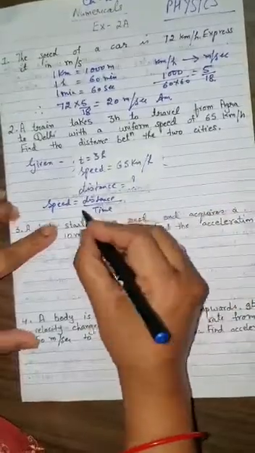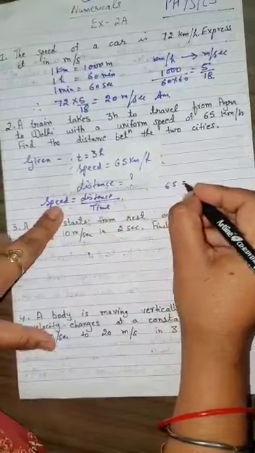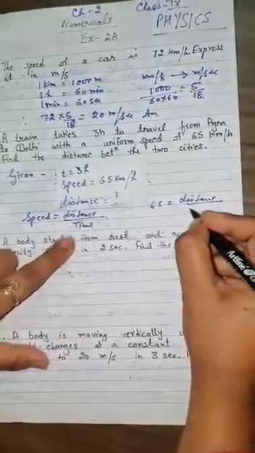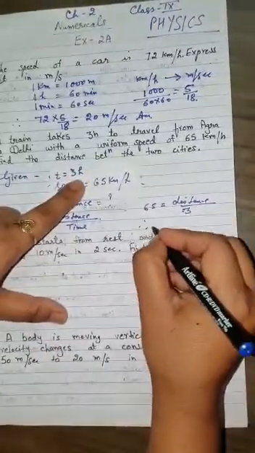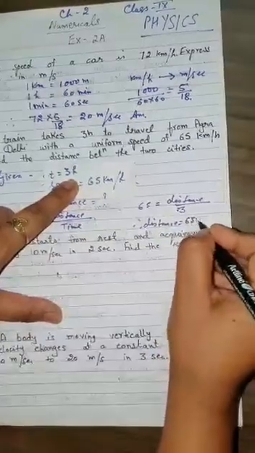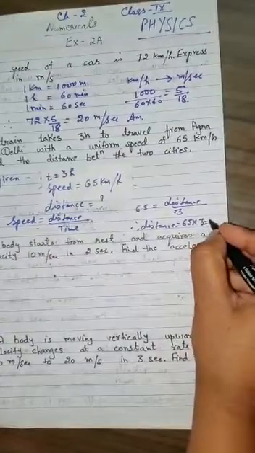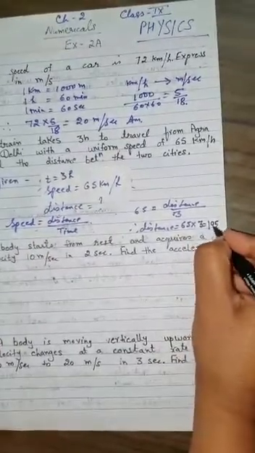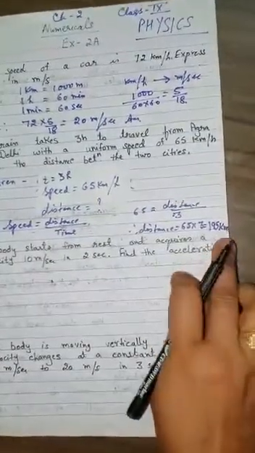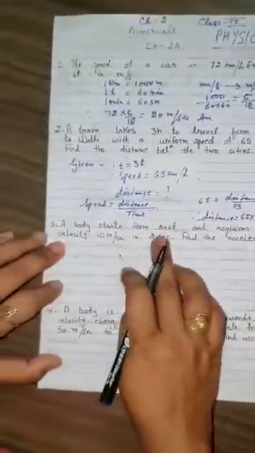Therefore speed, how much is the value of the speed? Speed is 65, equal to distance, which we have to find, per time. Value of time is 3. Therefore distance is equal to 65 into 3, and when you do the calculation, the answer will come 195. Unit of distance, what will you write here? Kilometer.